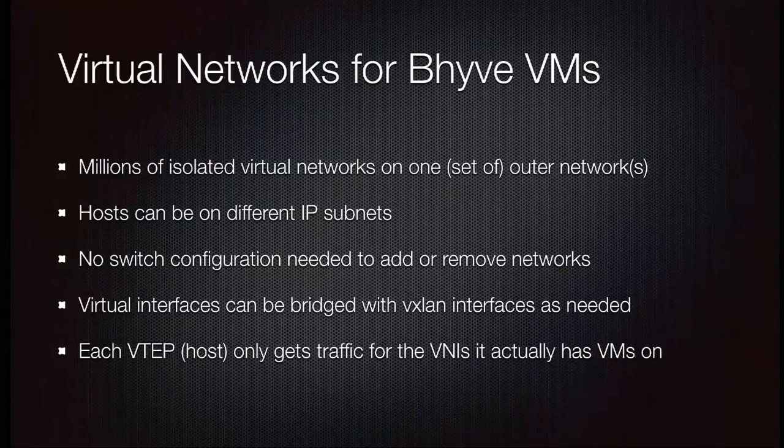So you can use VXLAN and say, all right, each row or each rack of servers gets its own subnet. We can have millions of these customer networks. We don't need to configure the switch every time we add one. And we don't need to overload hosts with traffic they're not interested in. Because again, each host only listens on the group multicast address associated with the VNI for the VXLANs it has configured. And you don't need switch support, you just need to route that multicast traffic if you're doing multiple subnets.